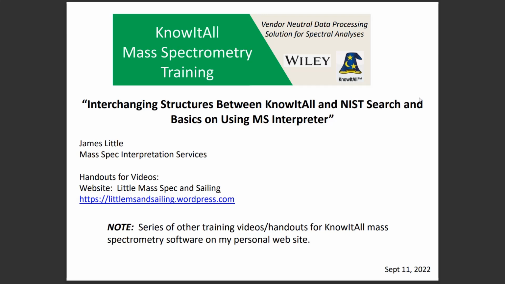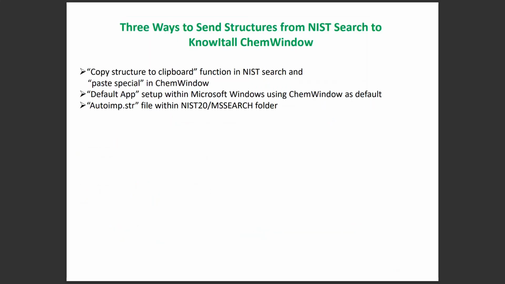There are three ways to send structures from NIST Search to KnowItAll ChemWindow. The first and easiest is the copy structure to clipboard function in NIST Search and paste special in ChemWindow. The second would be to change the default app setup within Microsoft Windows to use ChemWindow as the default. And the last would be to create an auto-imp type text file within the NIST 20 Search MS Search folder.